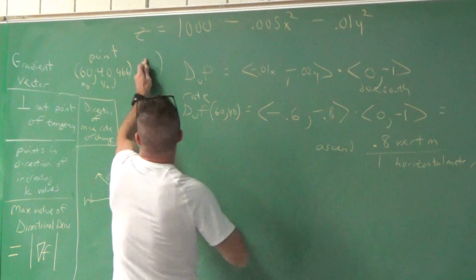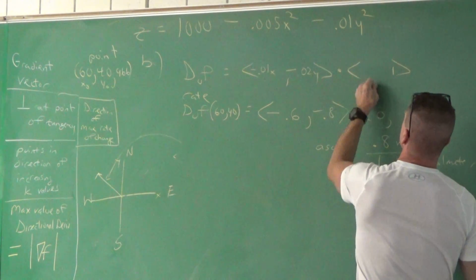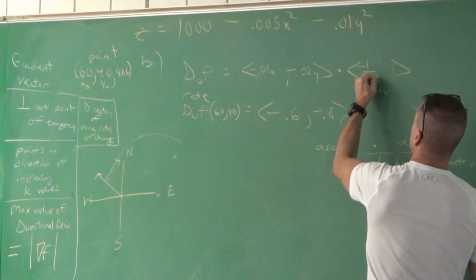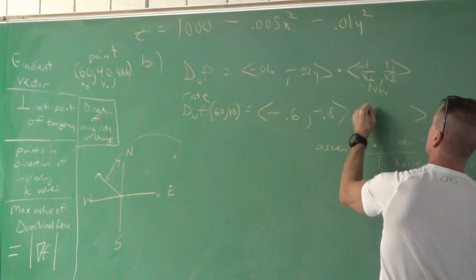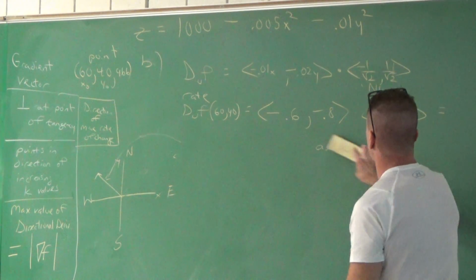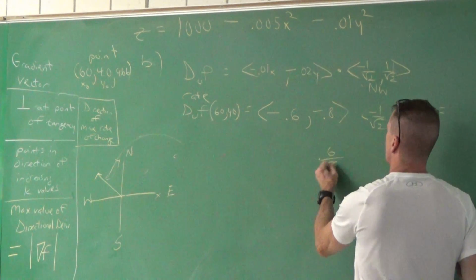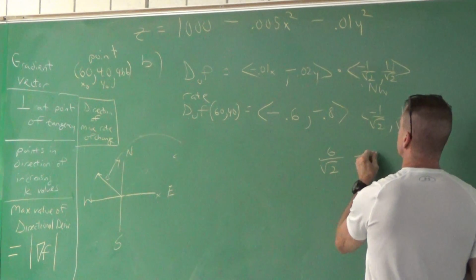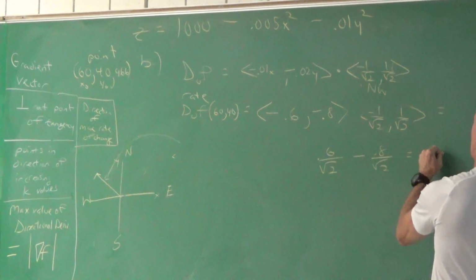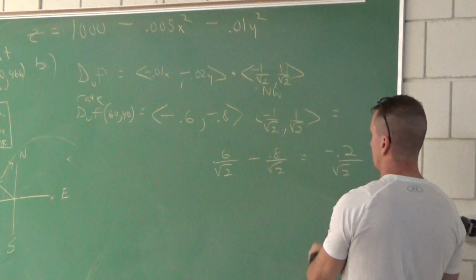Alright, letter B. Same stuff, but they go not due south, but northwest. So I'll put it right here. Negative 1 over root 2, 1 over root 2. I'm just curious, do we ascend or descend? What do you get? I get negative 0.6 over root 2 minus 0.8 over root 2. Negative 1.4 over root 2 vertical meters per horizontal meter, ascending or descending?